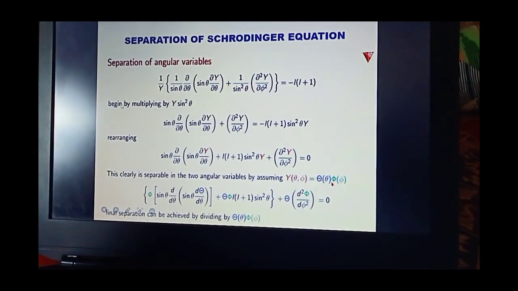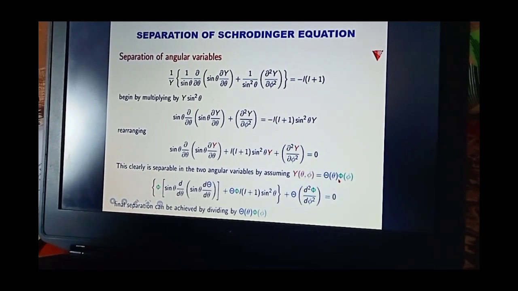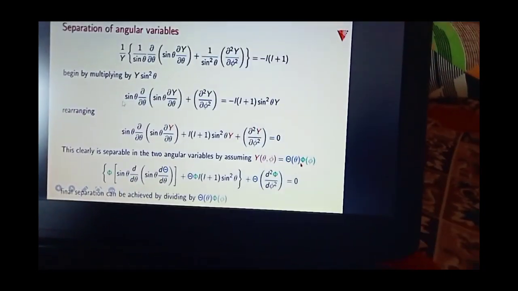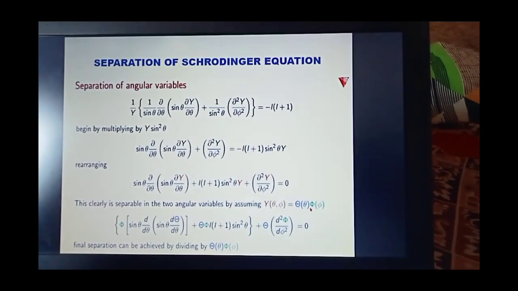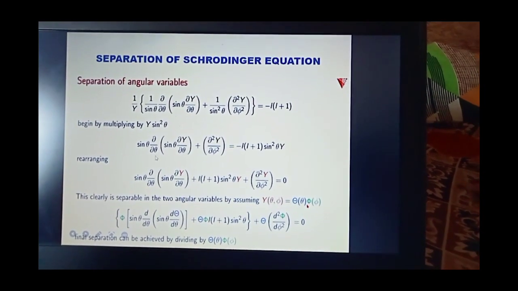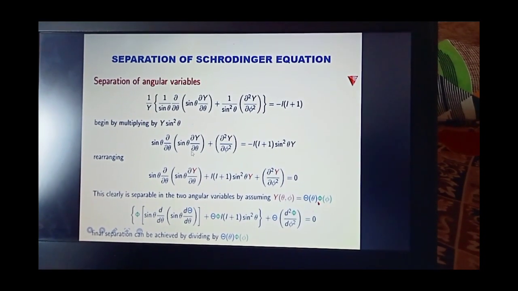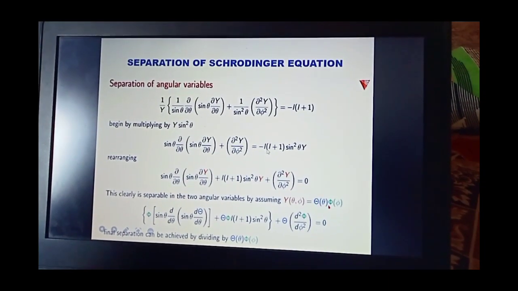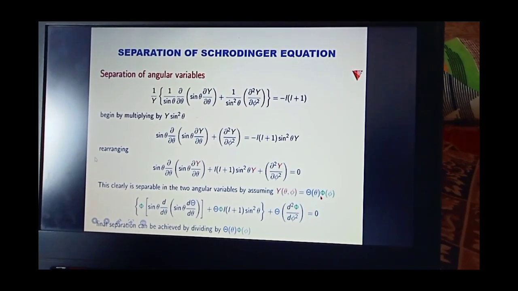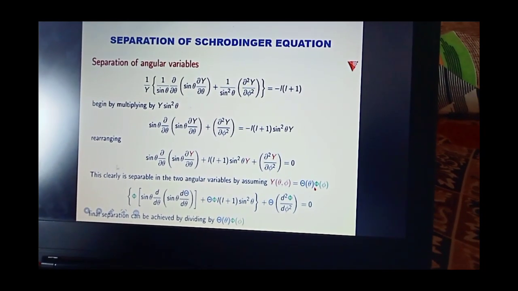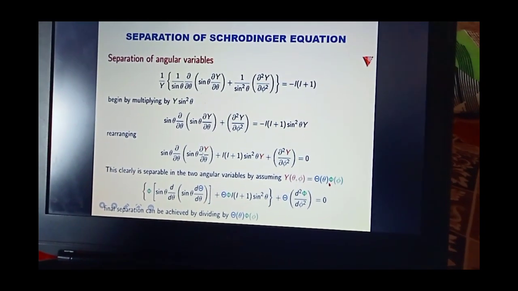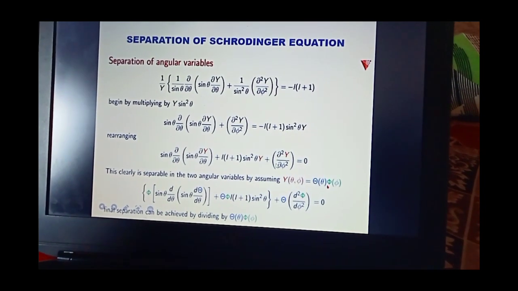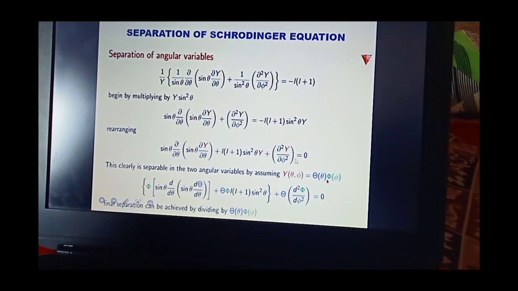After that we begin by multiplying by Y sin²θ. We have to multiply by Y sin²θ, then our equation will be sinθ ∂/∂θ (sinθ ∂Y/∂θ) + ∂²Y/∂φ² = −L(L+1) sin²θ Y. Rearranging this equation: sinθ ∂/∂θ (sinθ ∂Y/∂θ) + L(L+1) sin²θ Y + ∂²Y/∂φ² = 0.